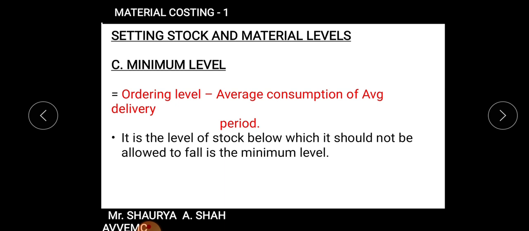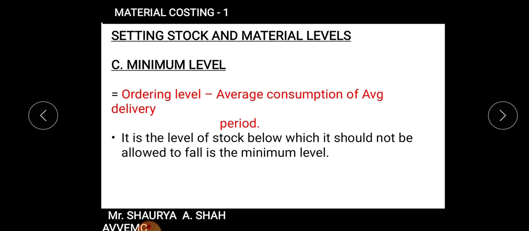Next is your minimum level. What is minimum level? In your virtual example, I gave you 100 units, 10 units. How do you find it out? Ordering level, which you found out in the first formula, minus average consumption of average delivery period. It is the level of stock below which it should not be allowed to fall. Below 10, you should not go, right? So quickly note it down: ordering level minus average consumption of average delivery period. Is it clear? So far we have seen ordering level, maximum level, and minimum level. I suppose it is clear.